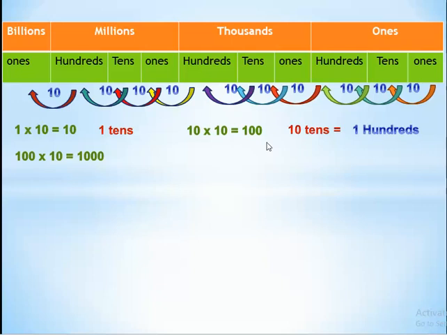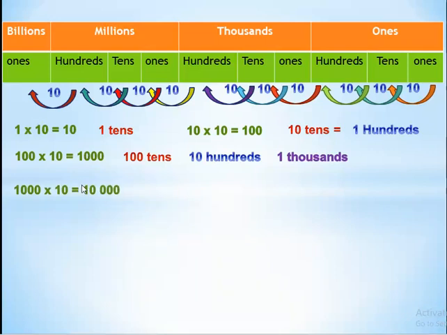So how many tens in 1,000? We cancel one 0, so it will be 100 tens. How many hundreds? We cancel 2 zeros, so it will be 10 hundreds. How many thousands? We cancel 3 zeros, so it will be 1 thousand. 1,000 times 10 equals 10,000. If I want to calculate it in tens, we hide one 0, so it will be 1,000 tens.